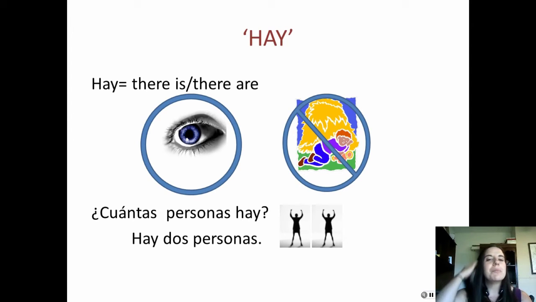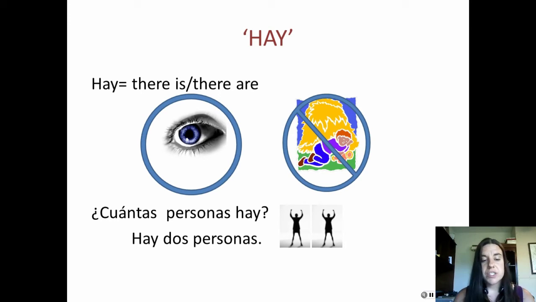Let's talk about the verb hay. It looks like hey, but it's not pronounced like hey. In Spanish, we pronounce it I. Remember, I was talking about the silent H. It's pronounced I, and it means there is or there are. It's kind of a funny verb because it doesn't change for singular or plural like it does in English. There is one car, there are two cars. In Spanish, you use the same word, hay.